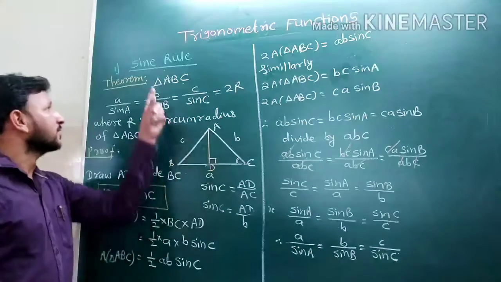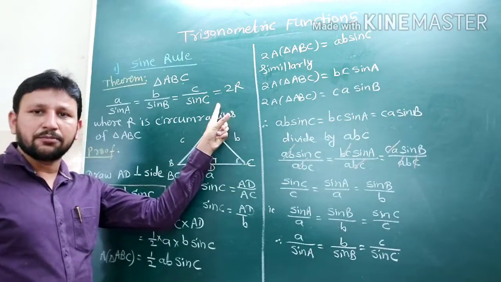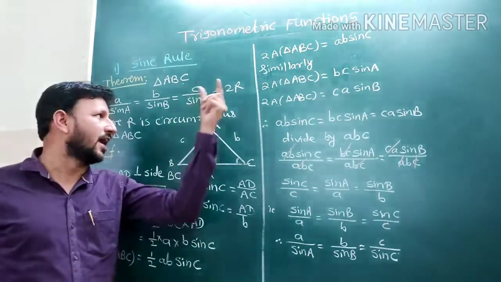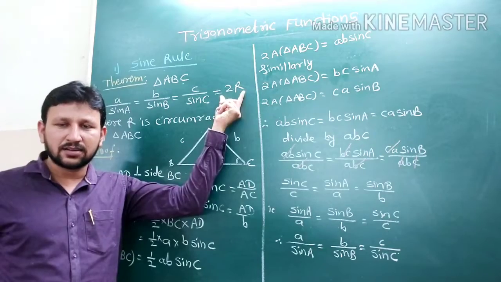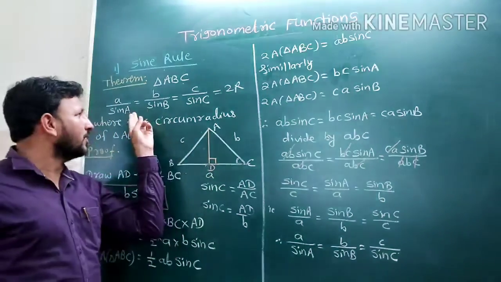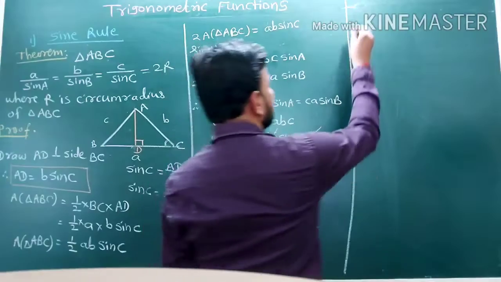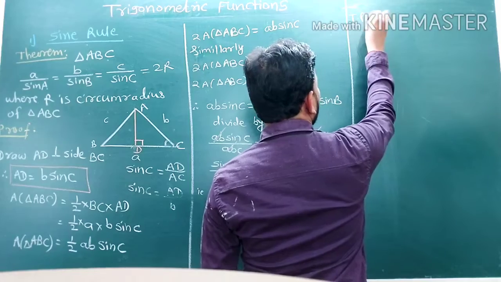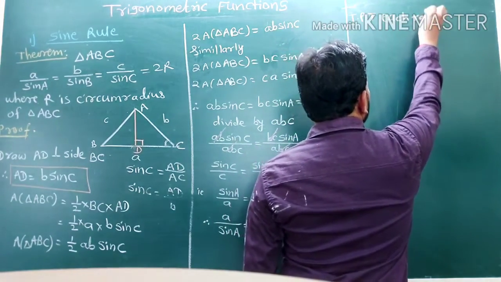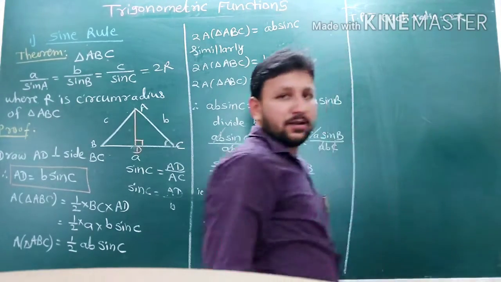Let us verify. The first part is over. All three ratios are the same, but one part is remaining: that the ratio's value is a constant, 2 times R. Let us continue the proof. We need to show that the value of each ratio is 2 times R. Writing in short, to prove that each ratio is equal to 2 times R.